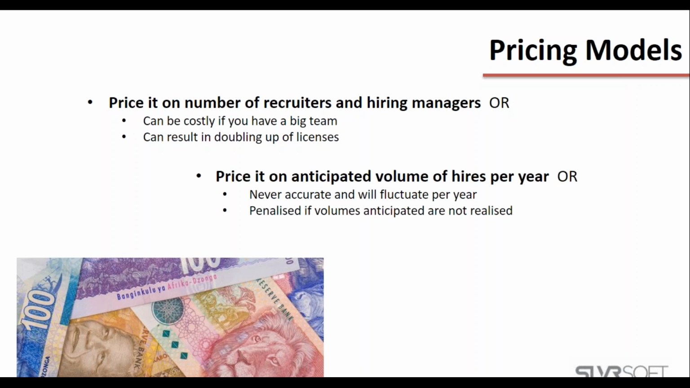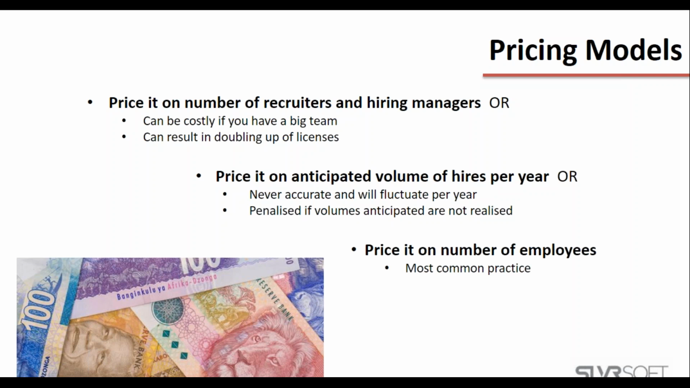Another thing that I've seen is providers pricing on the anticipated volume of hires per year. So they anticipate you're doing 34 or 32. Experience shows those fluctuate each year. They're not necessarily accurate, and what happens is sometimes we get penalized. So we presumed it was 32, and then there was a shift. There was a downtime, and we actually only hired 5, but we've had to pay as if we were doing 32.